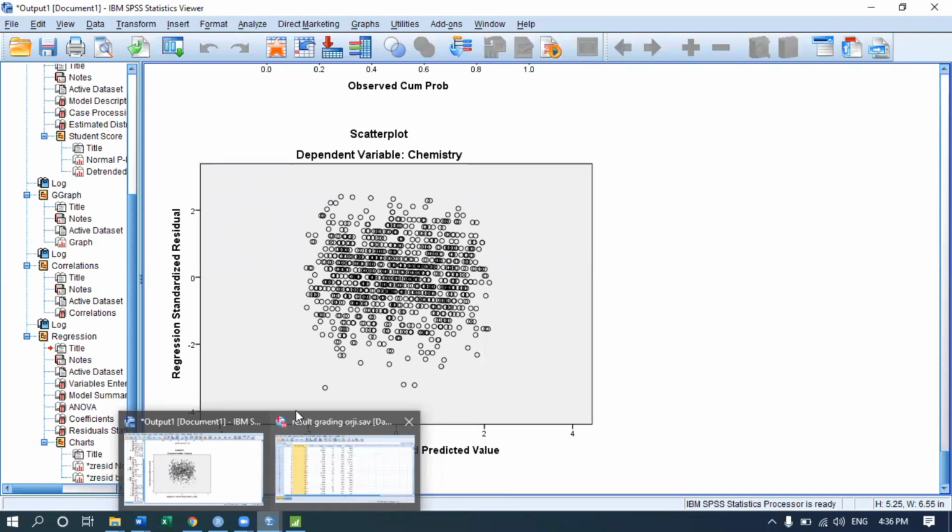Now, what do we mean by autocorrelation? When we're talking about autocorrelation, we're talking about serial correlation. What do we mean by serial correlation? We are saying that the error terms must not be correlated. The error term must not be correlated. Look at what I mean.